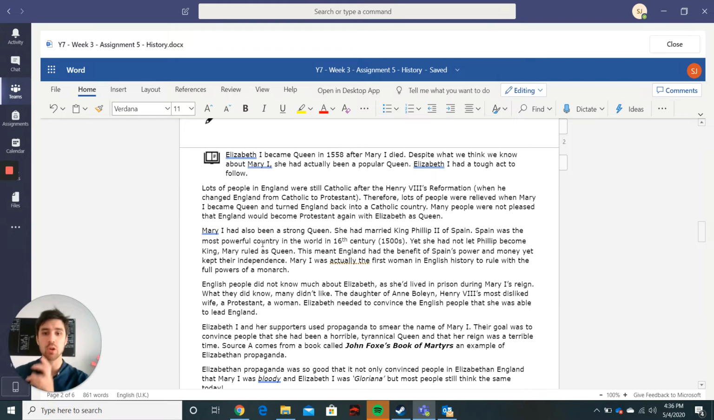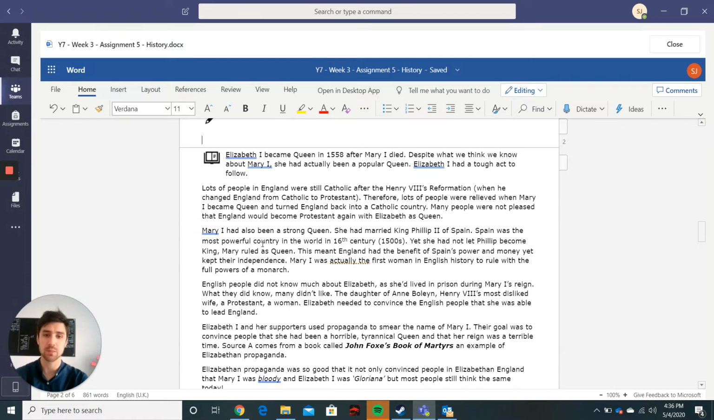English people did not know much about Elizabeth, as she'd lived in prison during Mary I's reign. And what they did know, many didn't like. The daughter of Anne Boleyn, Henry VIII's most disliked wife, a Protestant, a woman, Elizabeth needed to convince the English people that she was able to lead England.